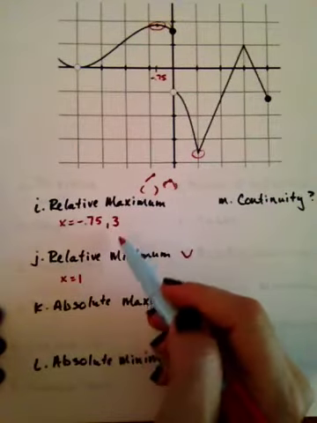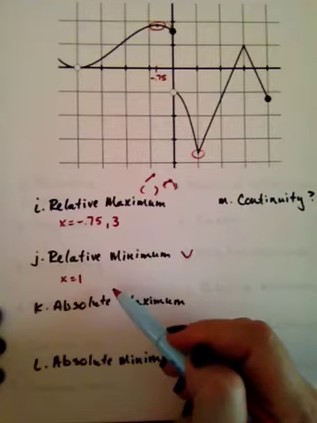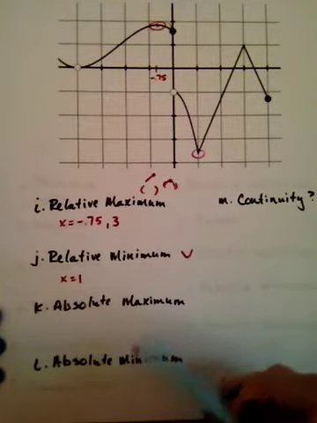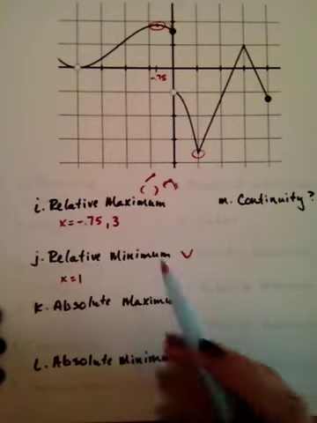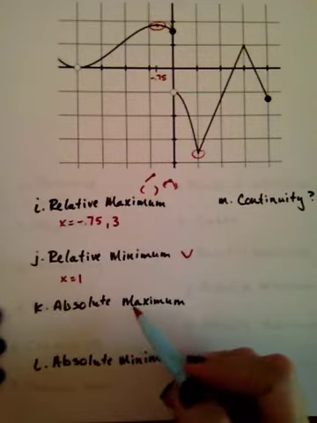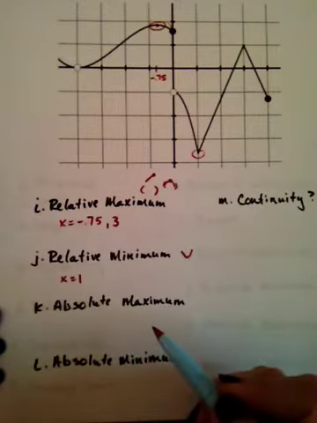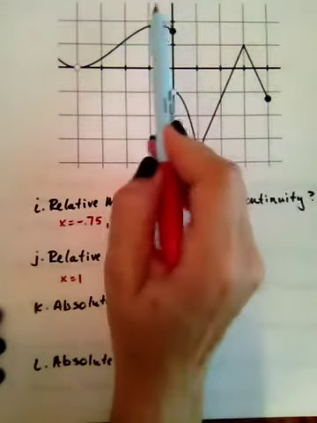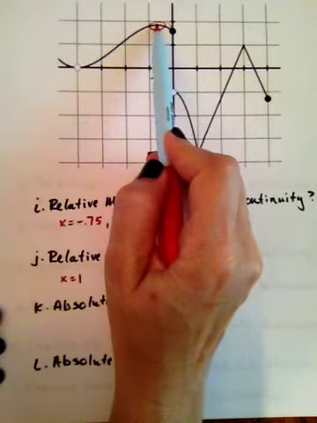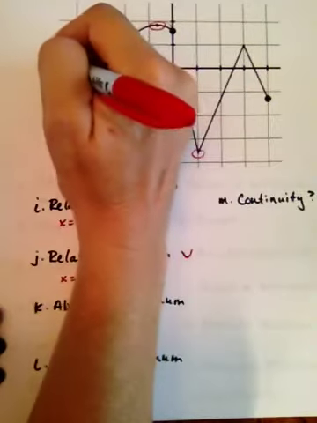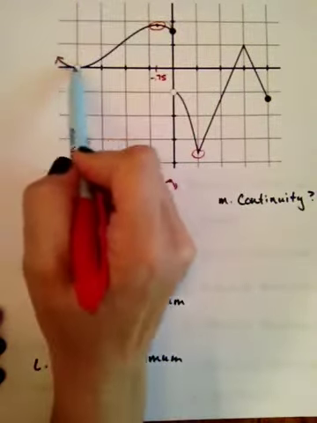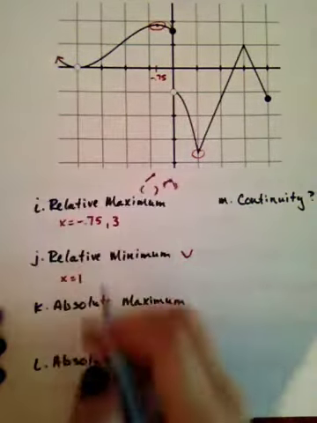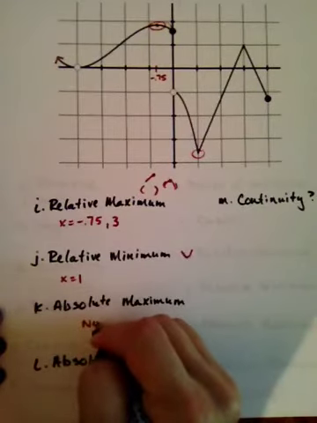So relative goes along with local: local max, local min, relative max, relative min. The words that go with absolute max and mins are global. So it is the absolute highest point that the graph can reach, and we're going to look for the x values. So the highest this graph goes, some people might think is this right here, but it isn't, because over here the graph keeps going up forever. So this graph actually heads towards positive infinity. Well, that means that there is no absolute max.